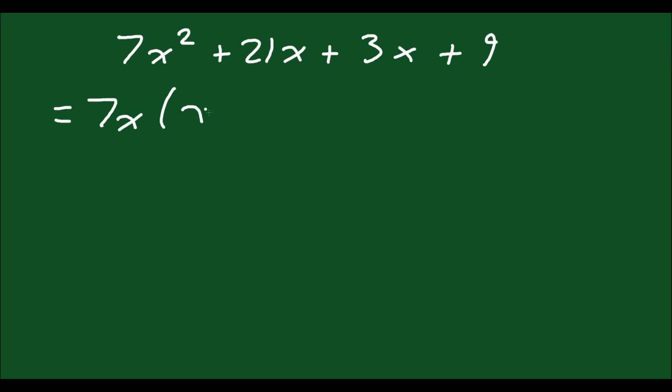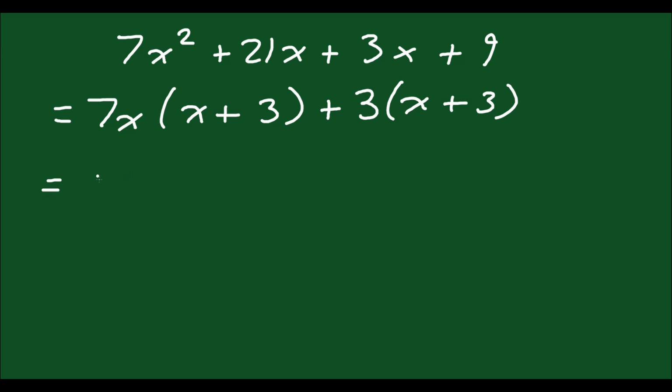Let's say we have 7x squared plus 21x plus 3x plus 9. Common factor the first two, and then you can take out a 7x. You'll be left with x plus 3. The next pair over here, the next group, you can take out a 3. You'll be left with x plus 3 as well. So again, you want the same thing here and here. We do. That's good news. So you have x plus 3 times 7x plus 3.